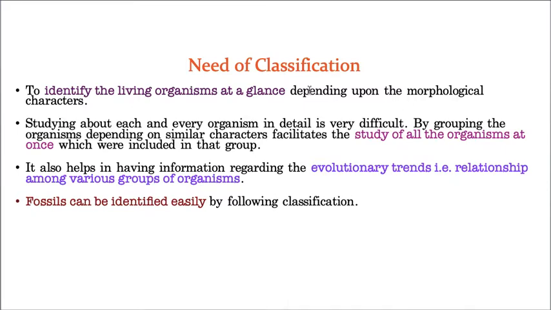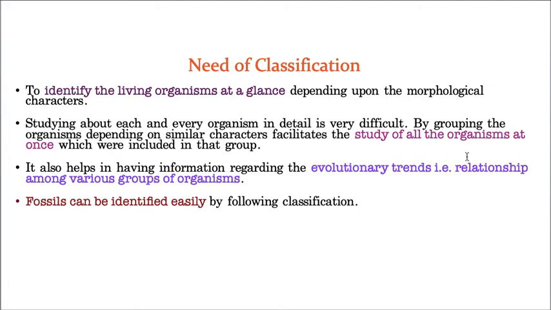Hope you understood. That means it is impossible to read about each and every organism present on the earth planet. That's why you make small groups. And if you read one organism of that particular group, that reflects, and you can understand every individual present in that group. Hope you understand. And the third importance of classification is knowing about the evolutionary relationship.